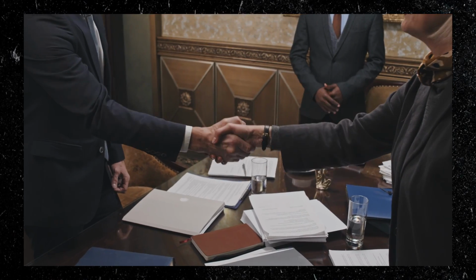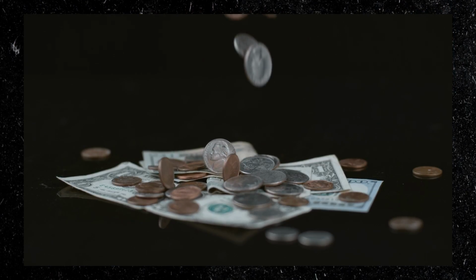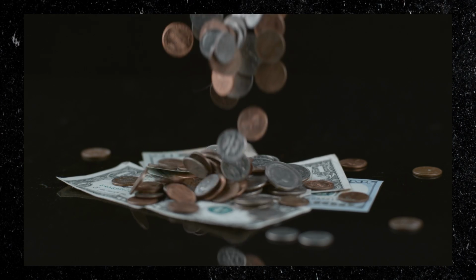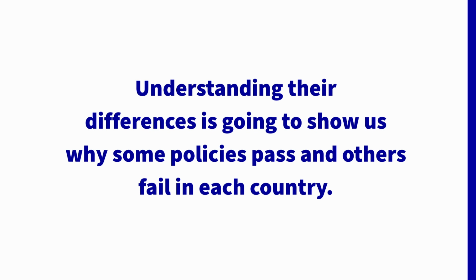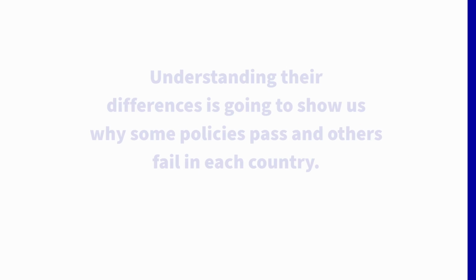From trade deals with other countries to tax cuts that affect the domestic population, Congress and Parliament are calling the shots. So understanding their differences is going to show us why some policies pass and other policies fail to pass in each country. So first off, let's think about the structure and powers of the US Congress.